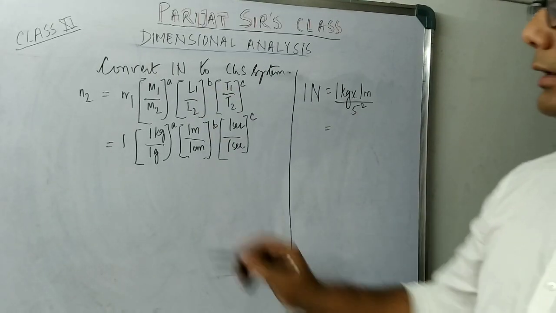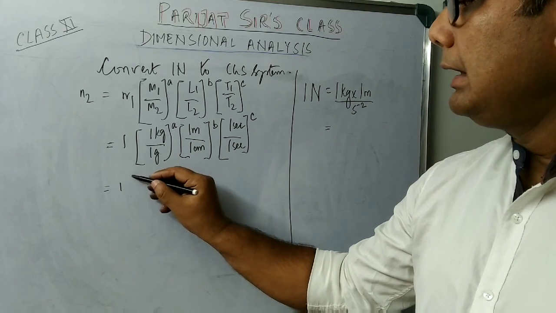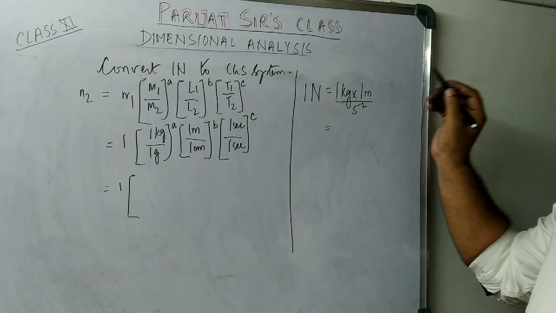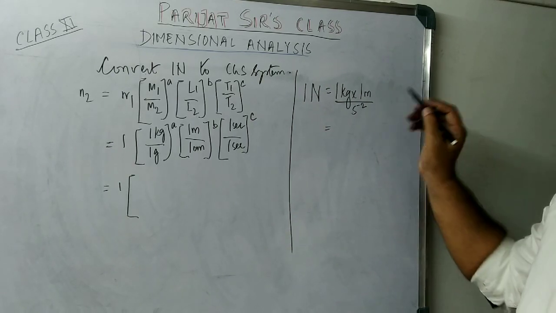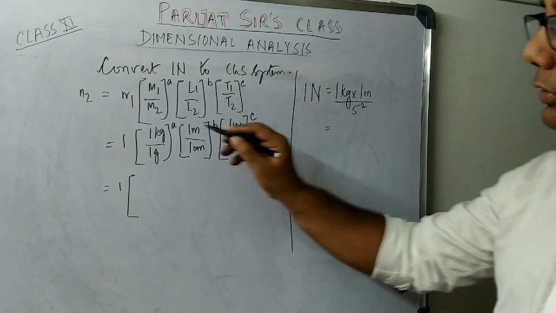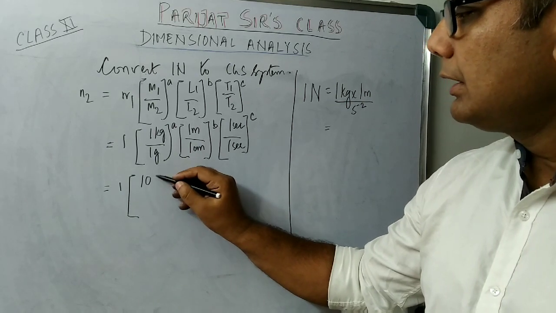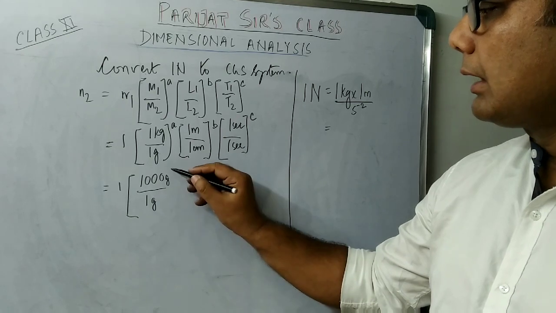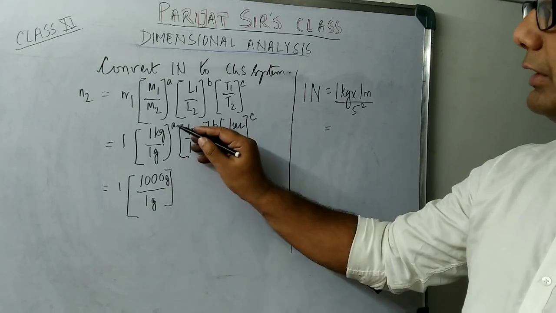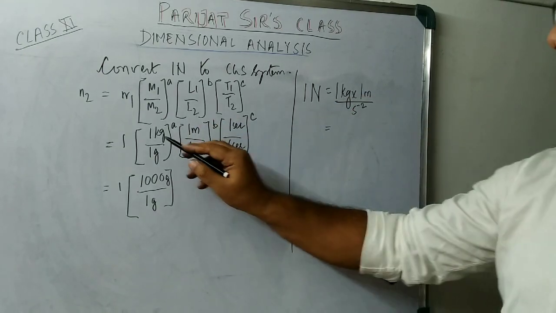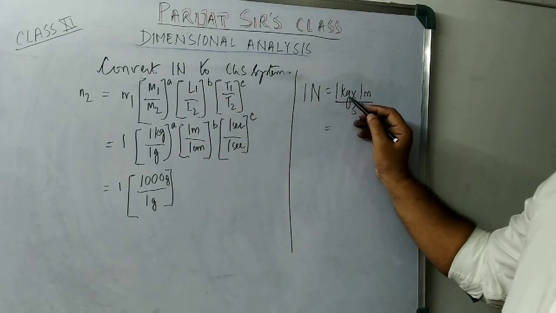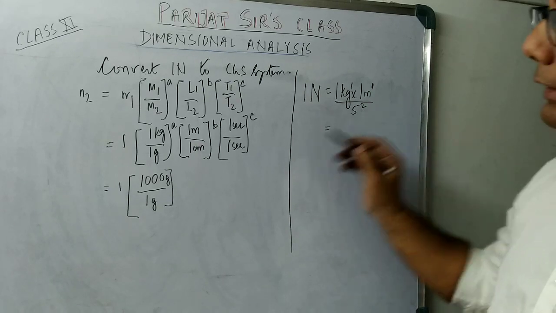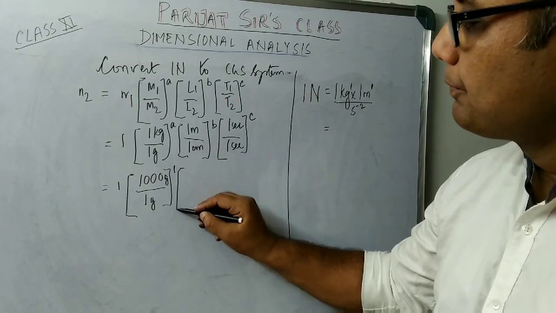That means here, my A power will be 1, meter power is 1, seconds power is -2. So let's see. Now kg is represented as 1000 gram by 1 gram. And what is the power of A? Power of A means it is the power of the mass, and mass's power is 1, meter power is 1, this power is -2. So let us put this 1.